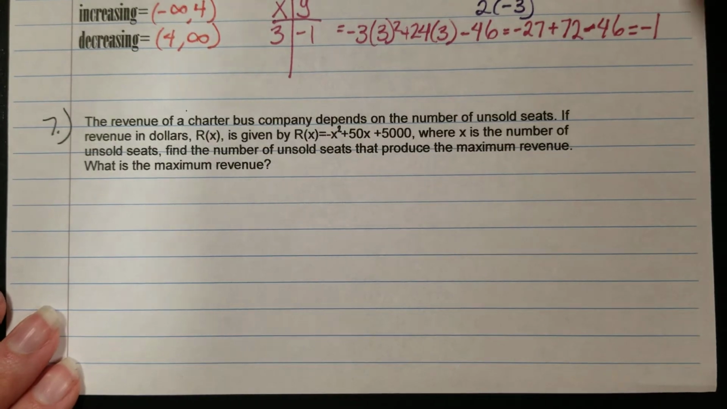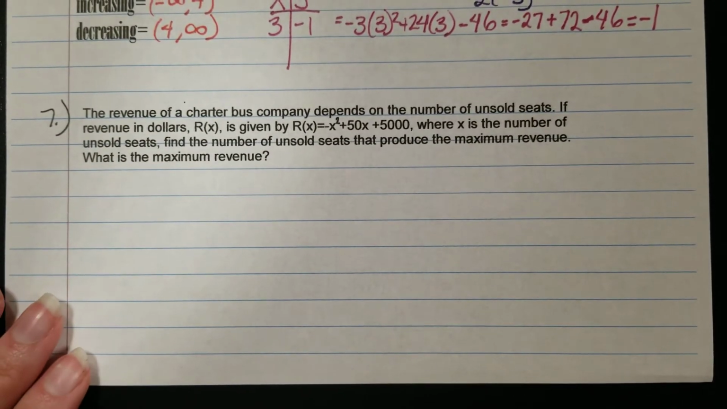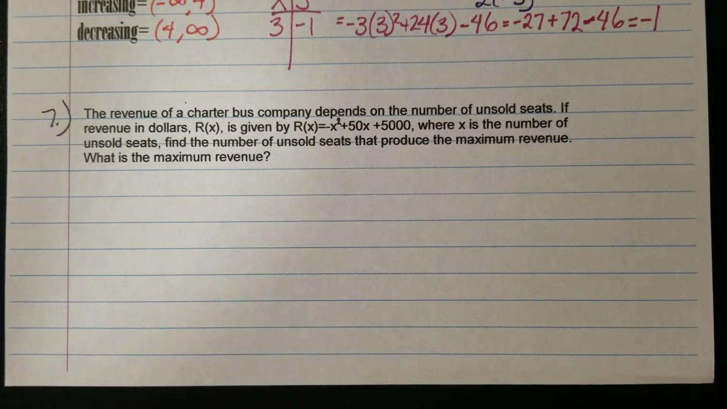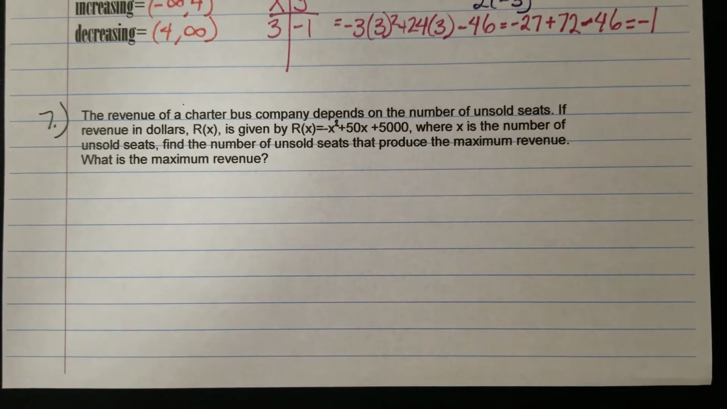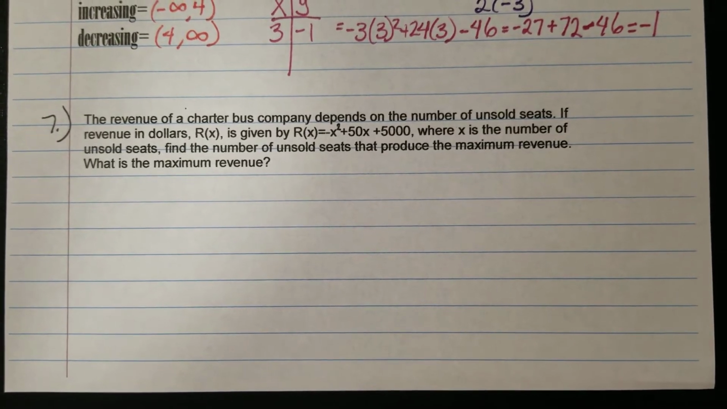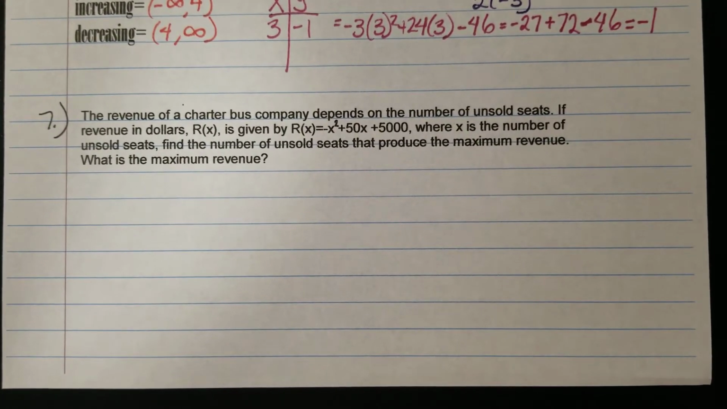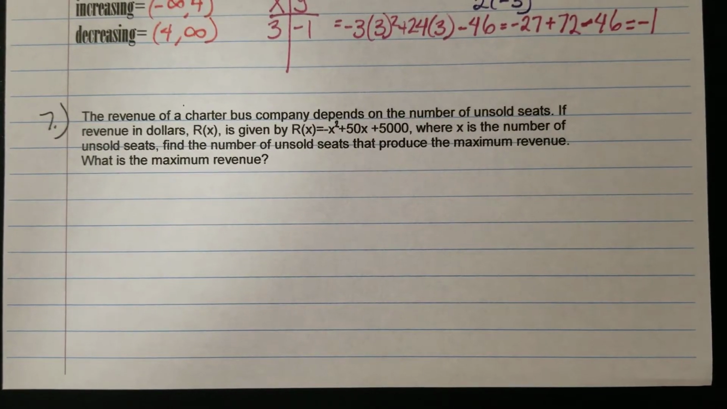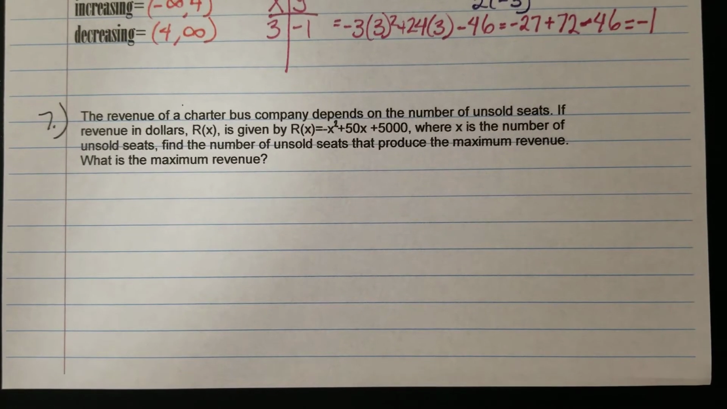All right, here's an application. The revenue of a charter bus company depends on the number of unsold seats. If revenue in dollars, R of x, is given by R of x equals negative x squared plus 50x plus 5,000, where x is the number of unsold seats, find the number of unsold seats that produce the maximum revenue, and what is the maximum revenue.